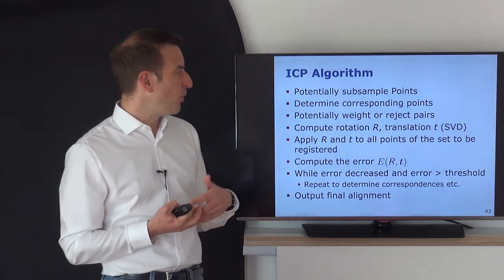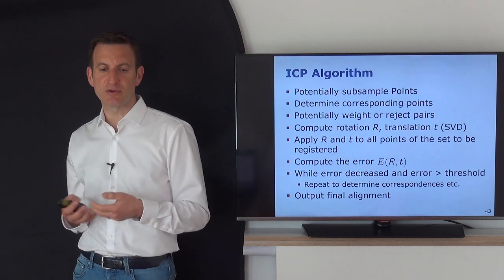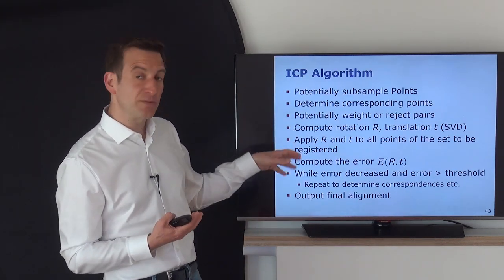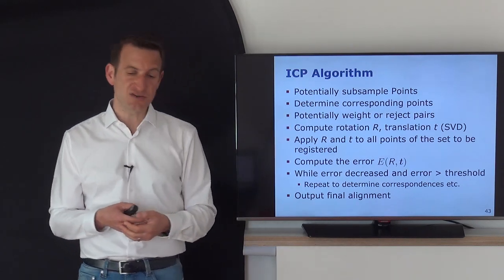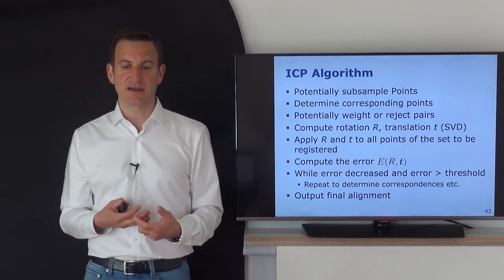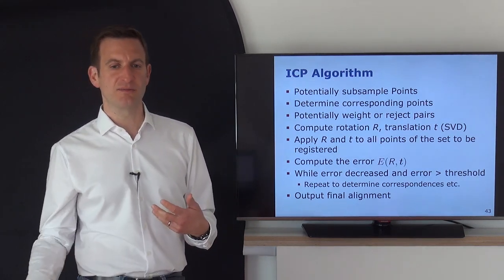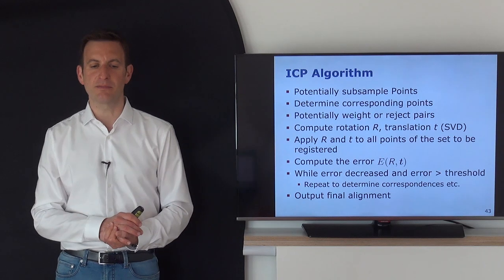We may weight some of those points with additional information. We may want to reject a few pairs, correspondences which are very large. Then we go back to the original approach, compute the rotation matrix and translation vector using the SVD, the singular value decomposition, and apply this transformation to rotate one point cloud onto the other point cloud.